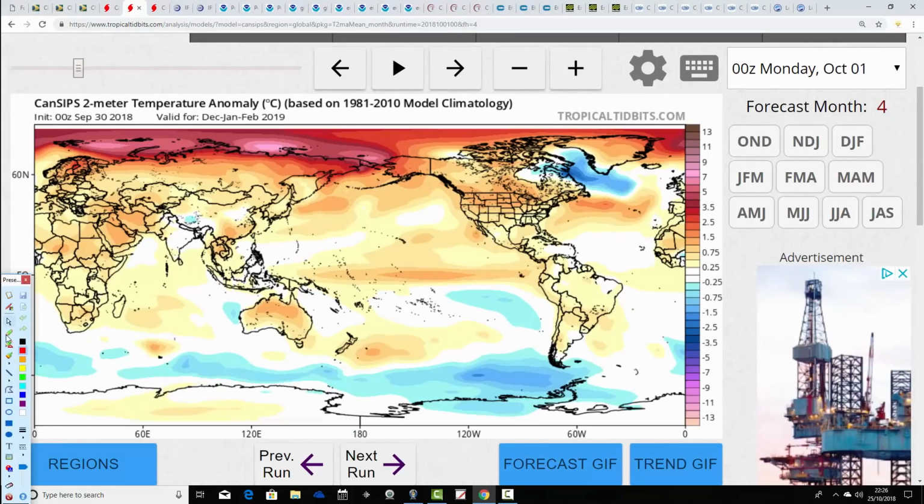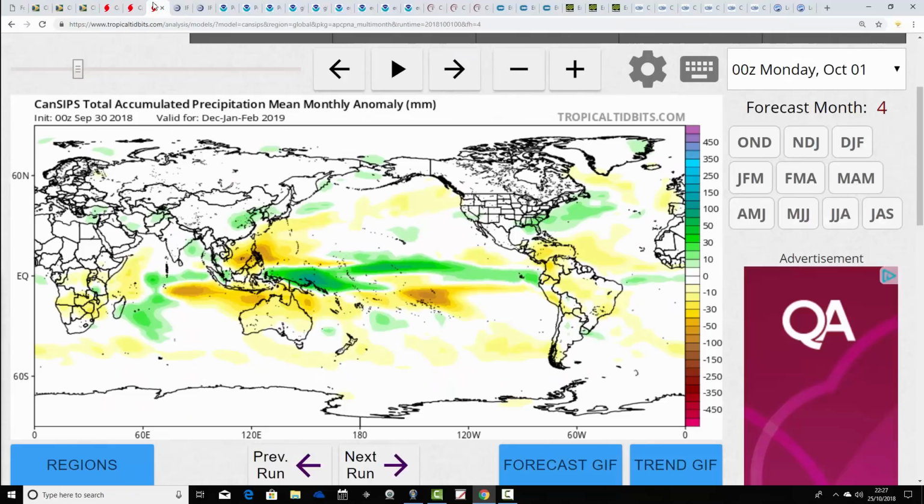So temperature anomalies with CanSIPS are forecast to be slightly above average. We're not alone in the UK. Most parts of Northern Europe are also coming out much milder than average, as is much of America. Actually, it's a very warm scene pretty much across the entire Earth, you have to say, away from the South Pole anyway, down in the far south of the Southern Hemisphere.